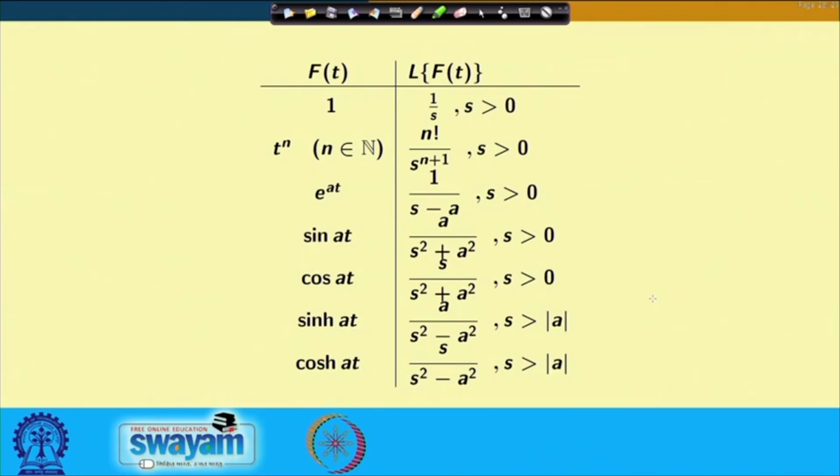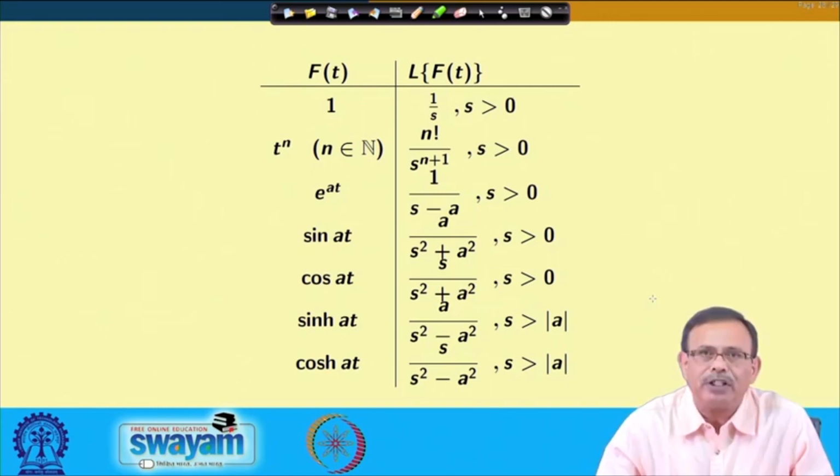Laplace transform of sin at equals a by s square plus a square. Laplace transform of cos at is s by s square plus a square. Laplace transform of sin hyperbolic at, as I have shown, is a by s square minus a square, where s is greater than modulus of a, and the Laplace transform of cos hyperbolic at is equal to s by s square minus a square, where s is greater than absolute value of a.